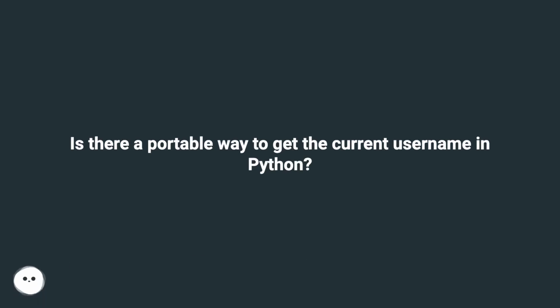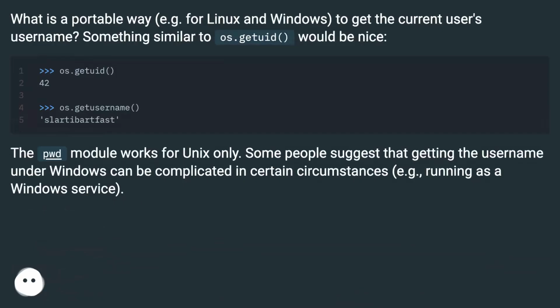Is there a portable way to get the current username in Python? What is a portable way, for example for Linux and Windows, to get the current user's username? Something similar to os.getuid would be nice. The pwd module works for Unix only.